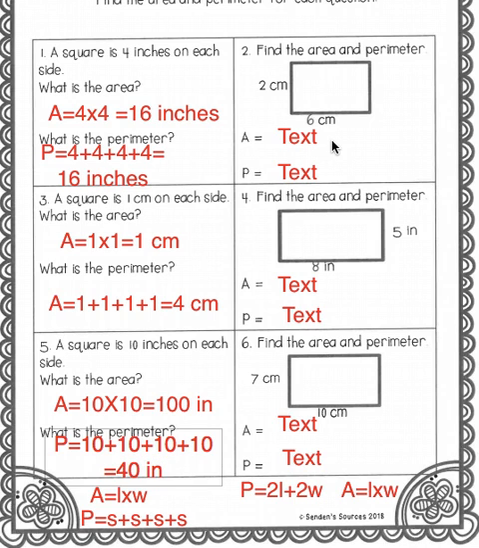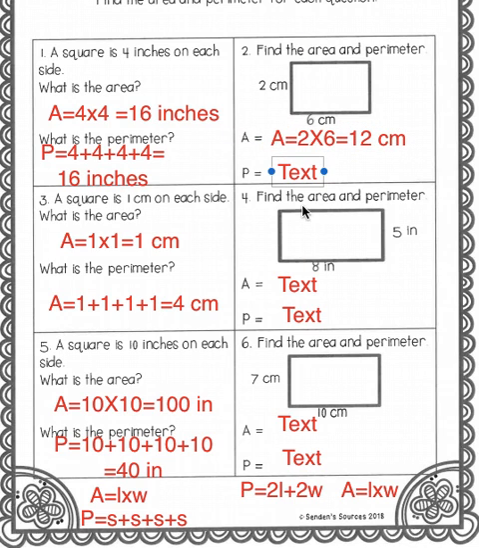All right, now we're talking about our rectangles. When we're doing our rectangle again, we're going to do length times width. So this would be 2 times 6, which equals 12 centimeters, cm.